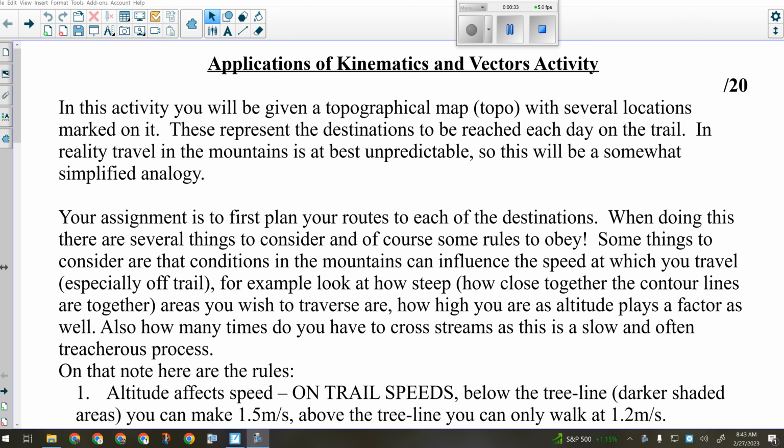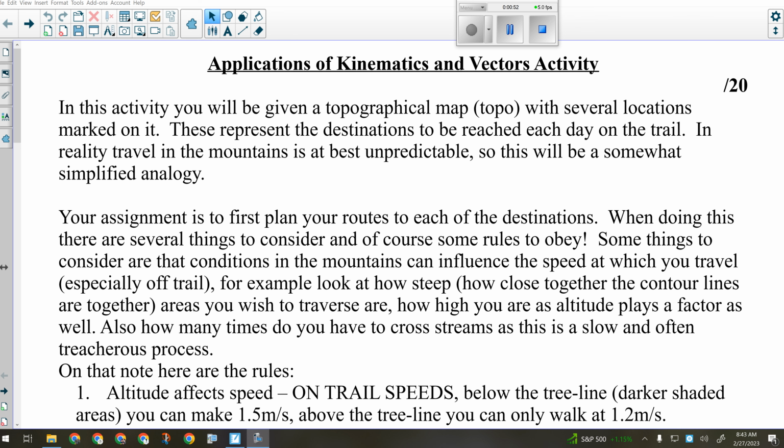And what you're going to be doing is just working on some kind of simple perpendicular vector stuff, looking at scalar versus vector points of view for trips and things like that. All right, so what you're going to get is a topographical map. How many people know what a topographical map is?